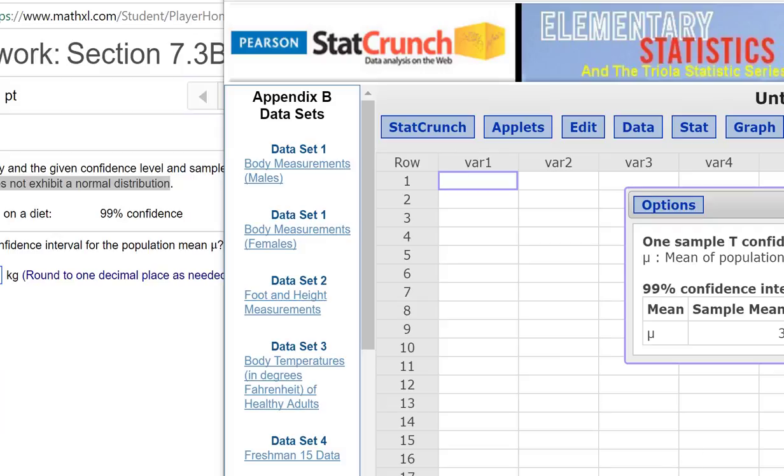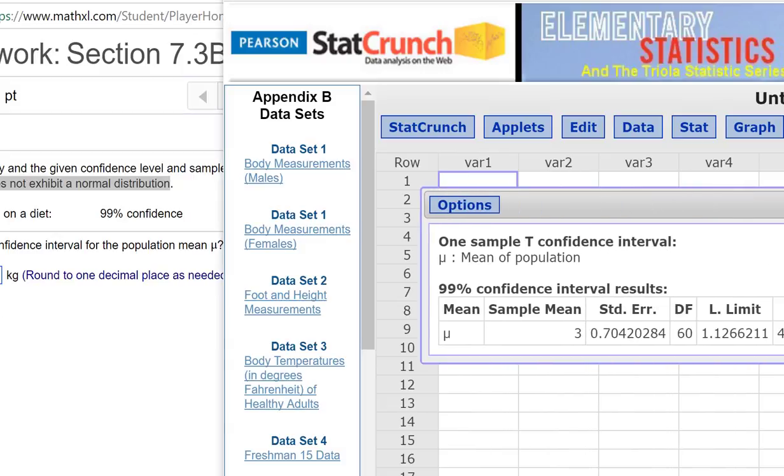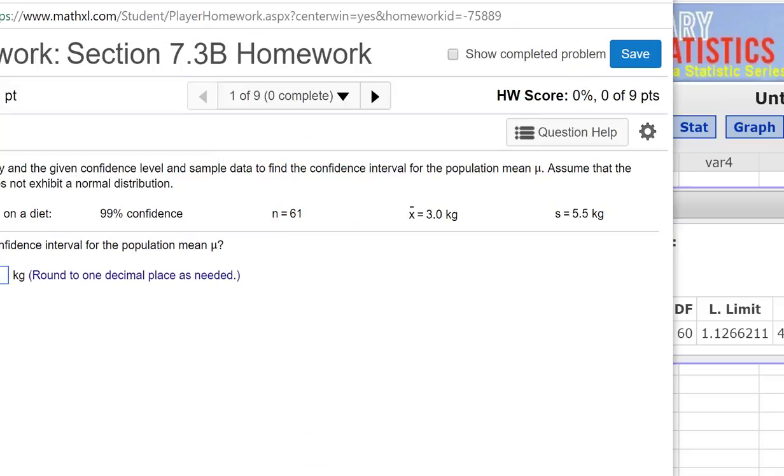It does say to round to just one decimal place. So I'm going to put my lower limit at 1.1 and upper limit at 4.9. Scroll over here so you can see that.